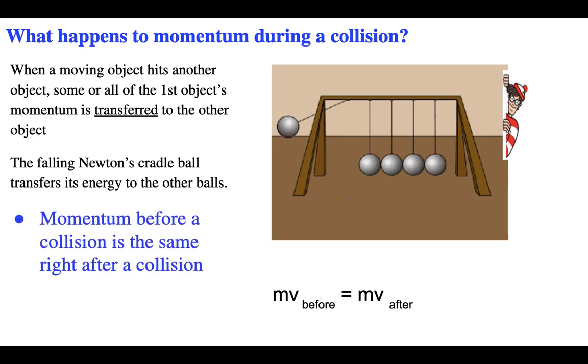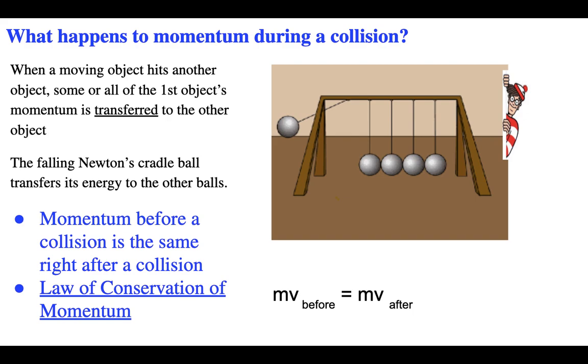So the momentum before a collision is the same as the momentum right after the collision. This is what we call the law of conservation of momentum. You see the formula there, mv before is equal to mv after.